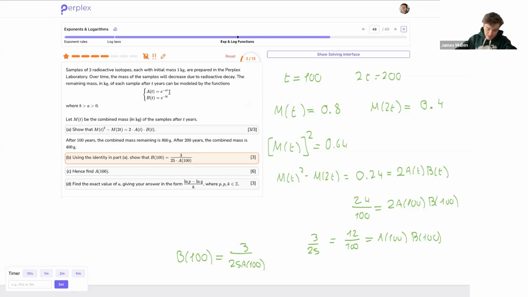And part A is simply asking us, this is definitely an HL question, by the way, to demonstrate an identity about the combined mass. So m of t, which is equal to a of t plus b of t, is if I were to weigh the two blocks together, what would the mass be, right? And I'm calling that m of t. And we notice by doing some algebra that m of t satisfies this property, that if I take m of t and I square it, and I subtract m of 2t, I just get 2a times b. And that's going to be useful for subsequent parts of the question.